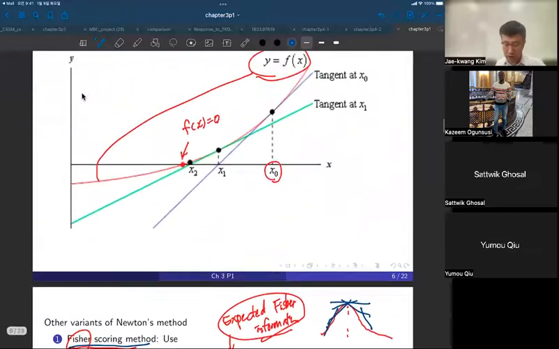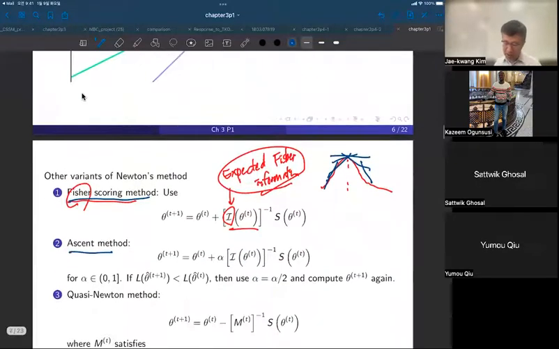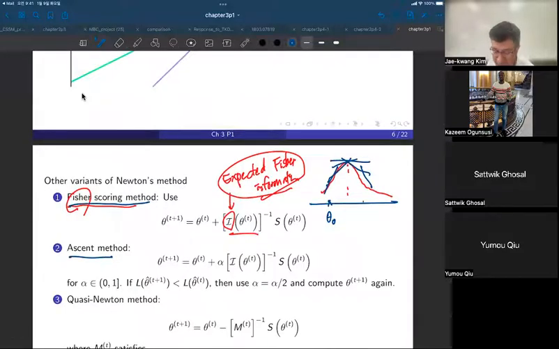So basically you have an initial point here, and then you update, and ideally you get to the true value. So ideally you want to get something converging, right? That is the ideal situation.